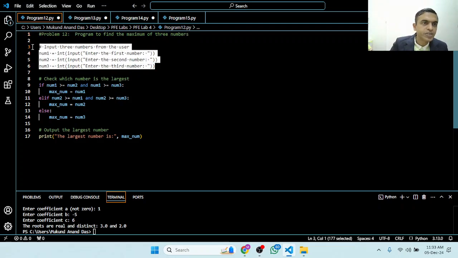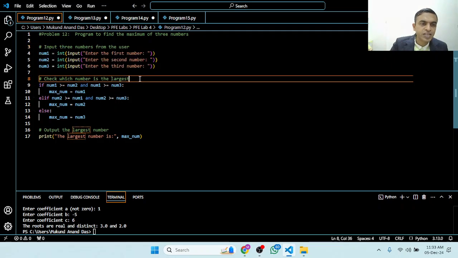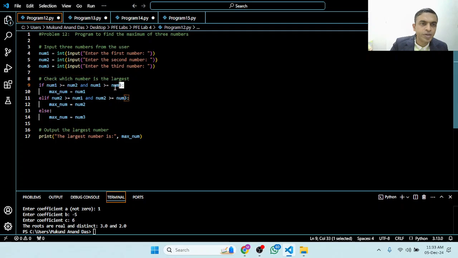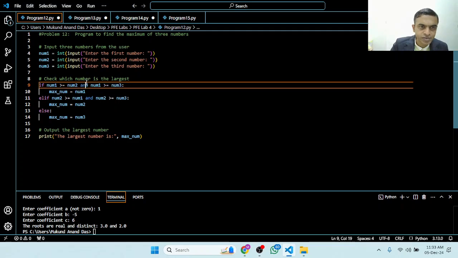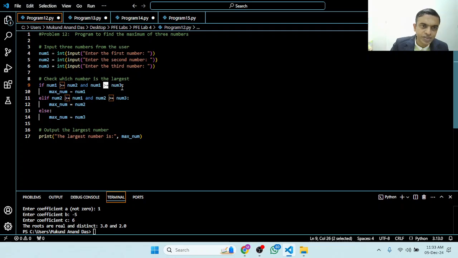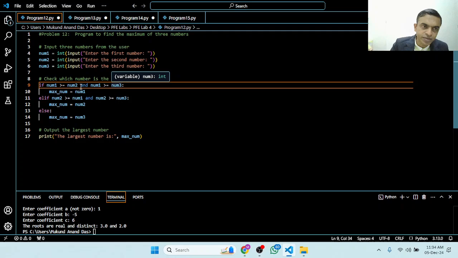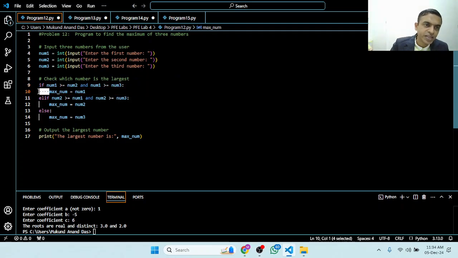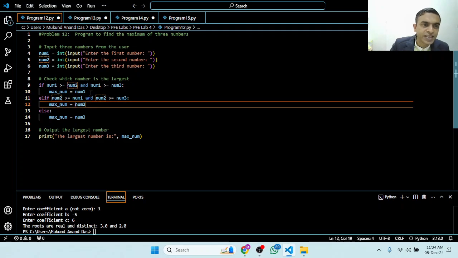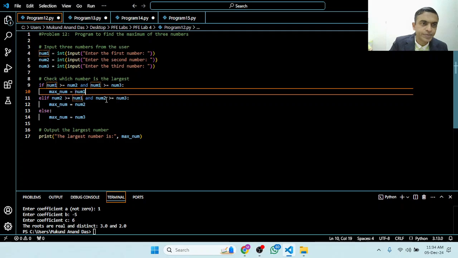We enter the 3 numbers and we check. If number 1 is greater than or equal to number 2, and number 1 is greater than or equal to number 3, colon, because this is an if statement, indentation, right? 4 spaces, you remember that, that is indentation. And then the maximum number: number 1 is greater than number 2 and number 3, so the maximum number will be number 1. This is the statement.